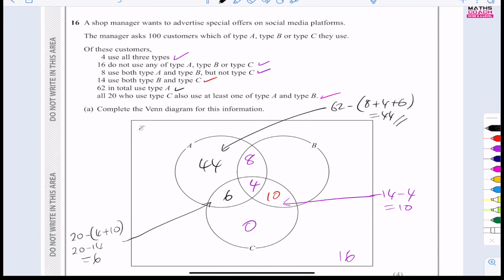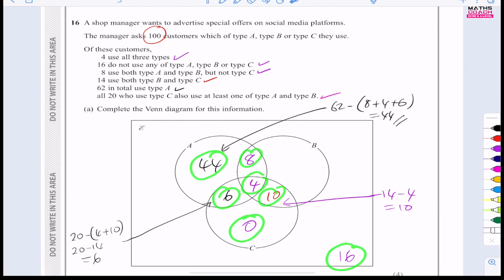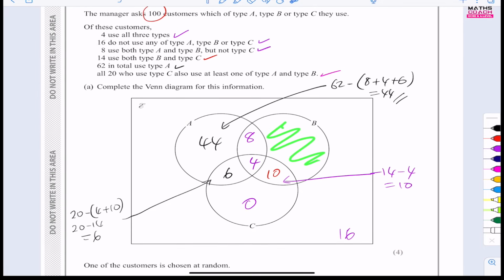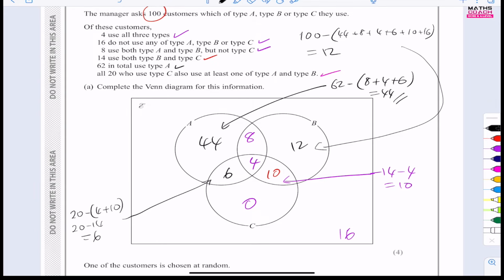Now, I don't have anything for just B alone. To do this, originally there are 100 customers. That means the entire Venn diagram, all of these numbers, have got to equal 100, including what goes in here. So if we were to add up all of those numbers and take them away from 100, we should be left with just what goes inside B, which is going to go here. All right. So let's go ahead and do that. So let's add up all the numbers and take away from 100. That gives us a total of 12. So 12 goes in here. And there is your Venn diagram completed.